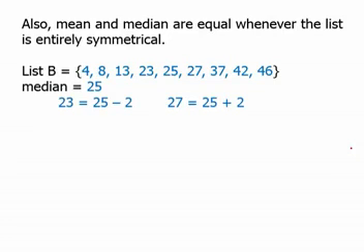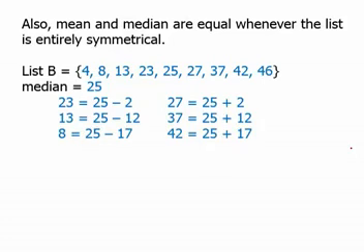23 and 27 are both exactly 2 away from 25. 13 and 37 are 12 away from 25. 8 and 42 are 17 away from 25. And 4 and 46 are 21 away. Another way to see that, incidentally, is that 13 plus 37 is 50, 8 plus 42 is 50, and 4 plus 46 is 50, all of which are double of 25.